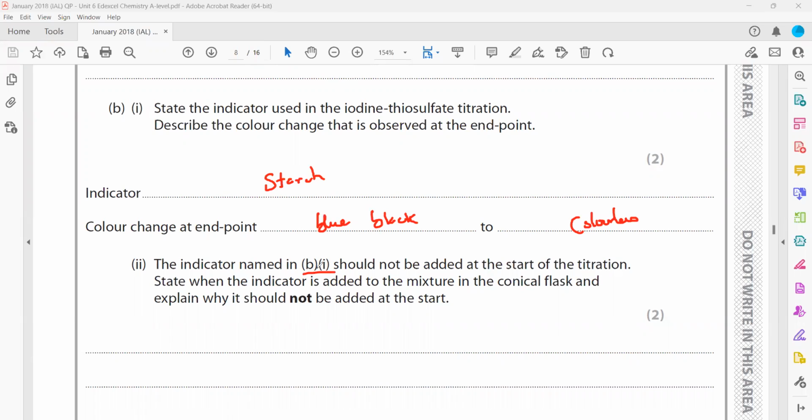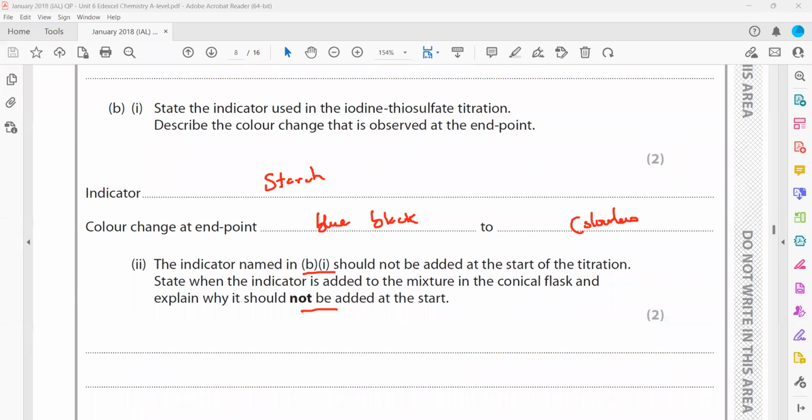The indicator named in B1 should not be added at the start of a titration. State when the indicator is added to the mixture in the conical flask. Explain why it should not be added at the start. So usually what happens is that it will form a complex, otherwise we need a greater quantity of the solution, because it might form a complex.